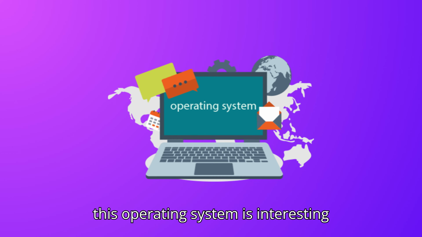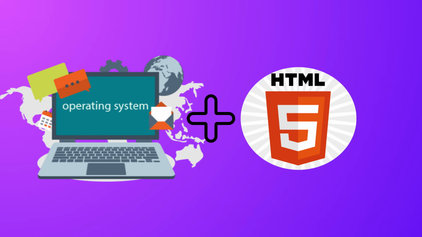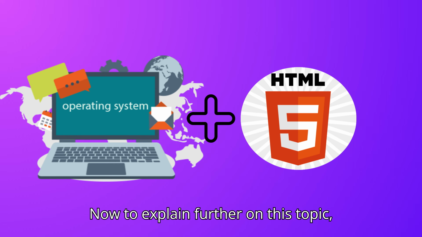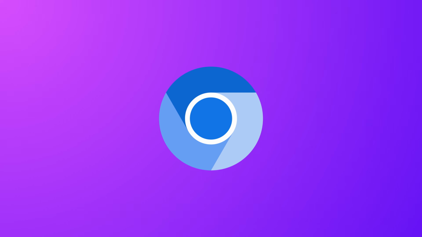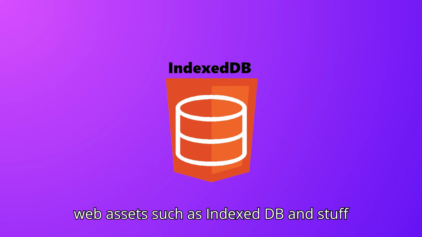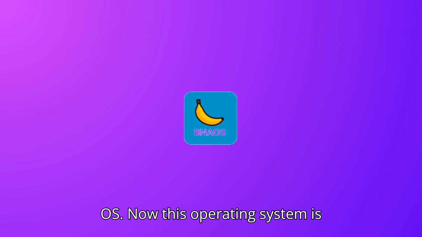So, hey guys, today I've created an operating system. Now, this operating system is interesting because it's all in the web browser. To explain further, this web browser I'm using here is based on Chromium, because you need Chromium for basic web assets such as IndexedDB and stuff like that, FileFS, whatever. And this is called BNA OS.